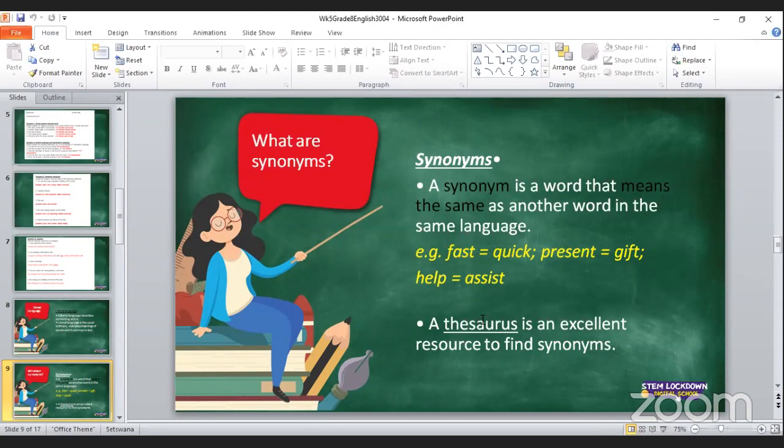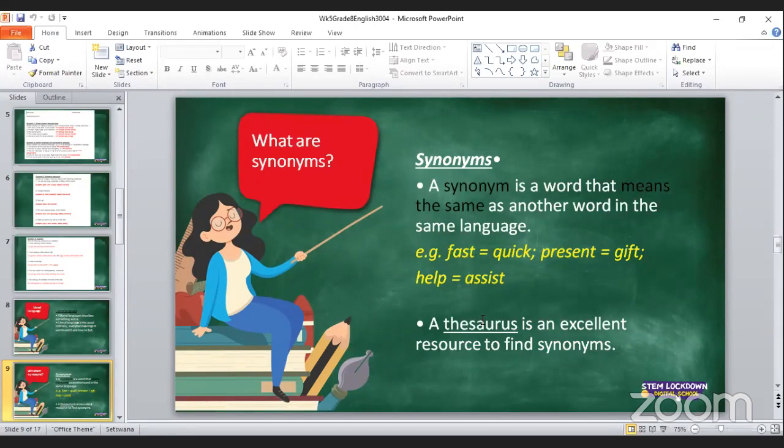A thesaurus is a book. It's like a dictionary. So the difference between a dictionary and a thesaurus is that when you look up a word in the dictionary, it will give you that word and the meaning of the word. But a thesaurus will give you that word and other words which mean the same as the word you're looking for, right?